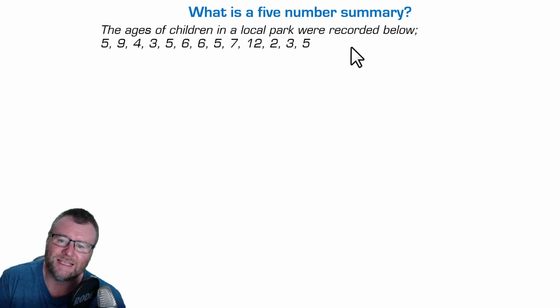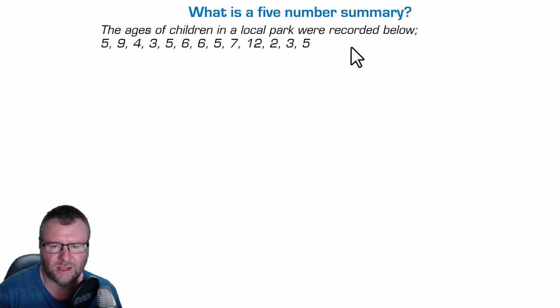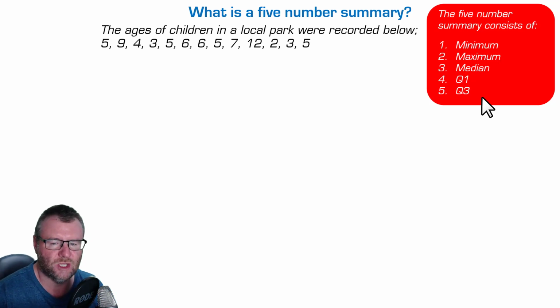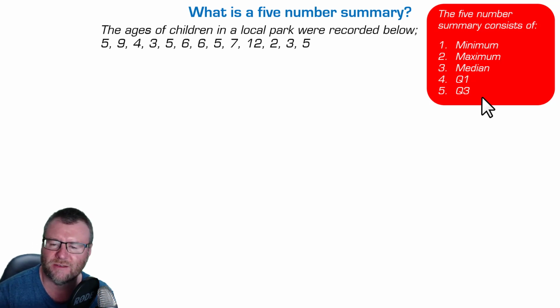All right, let's talk about this thing called the 5-number summary and what it means. When we work with data or statistics, one of the things we can do is put together this 5-number summary. And here's what the 5 numbers are in our 5-number summary. They're the minimum, the maximum, the median, Q1 and Q3. Don't worry if some of those terms don't make sense or aren't familiar to you. We'll go through and explain them.